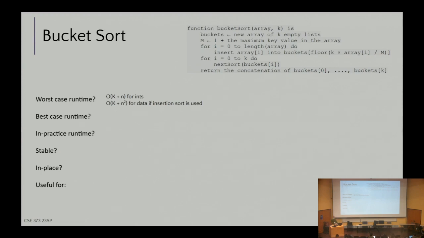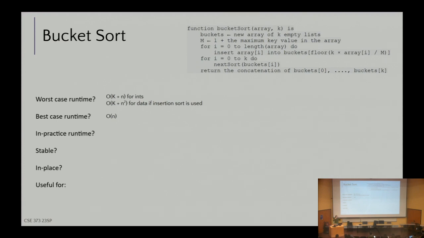So this is our fastest sort that we've met so far, because it has a worst case scenario of linear. Wild. But that's only for ints. For data that is not ints, where we have to use insertion sort, it does have a worst case scenario of N squared because of those insertion sorts within the buckets. But it does have a best case scenario of linear.